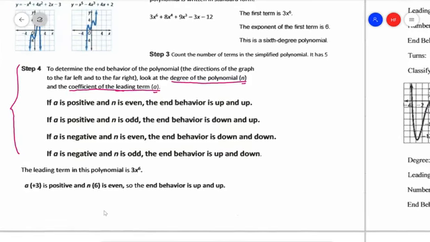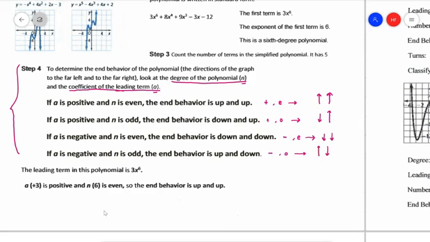So if a is positive and n is even, then our graph is going to go up, up. Those are terrible arrows, I'm sorry. If a is positive and n is odd, then we're going to go down, then up. If a is negative and n is even, then my graph will be down, down. If a is negative and n is odd, then our end behavior will be up, then down.